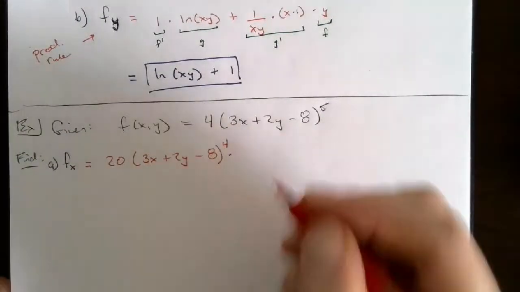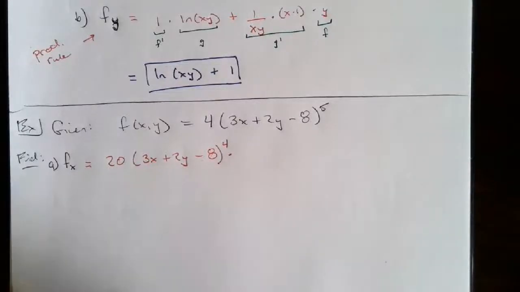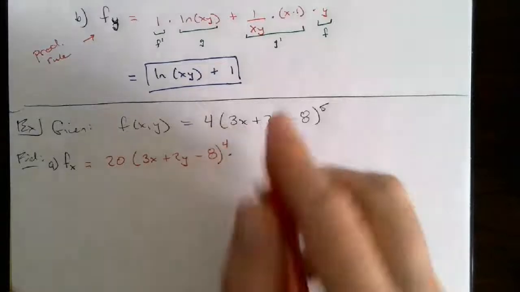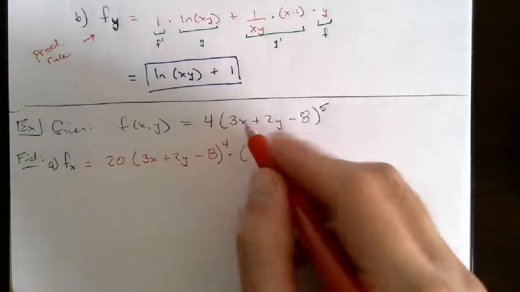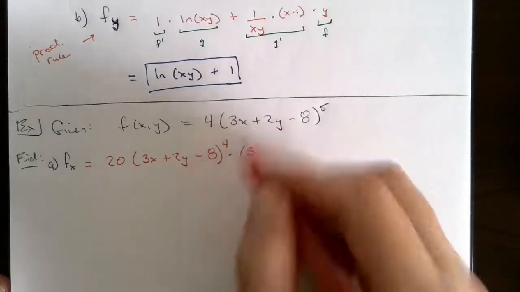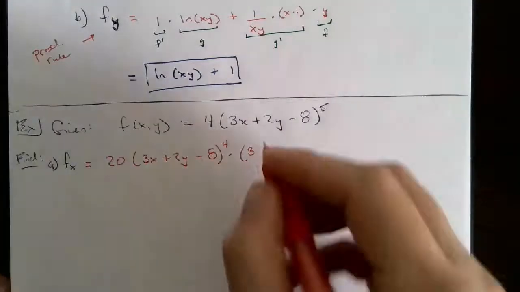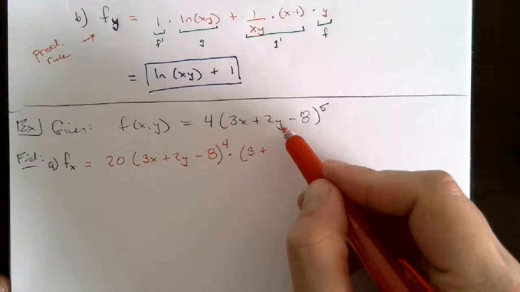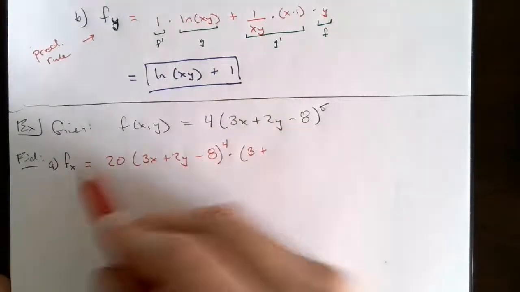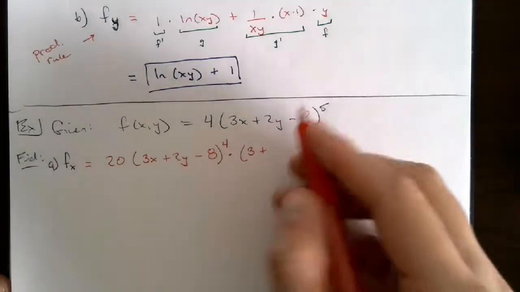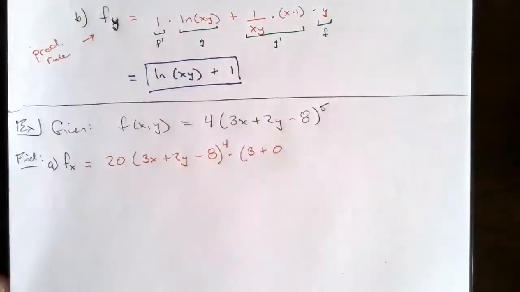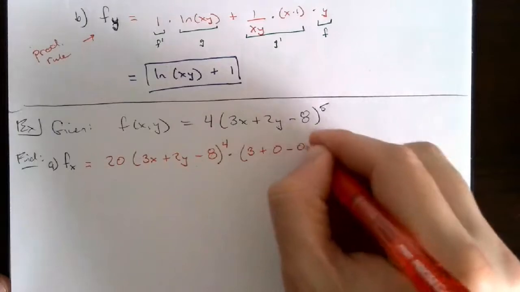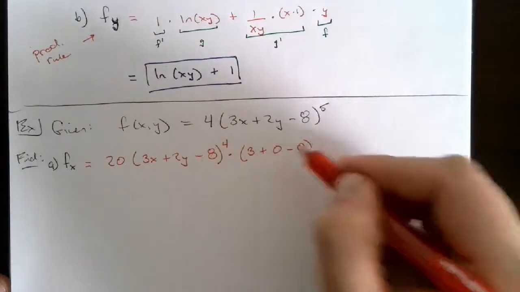And then you multiply by the derivative of the inside. Well, what's the derivative of the inside with respect to x? The derivative with respect to x of 3x is just 3. This 3 stays in front. Derivative of x is 1, so it's just 3. Plus, what's the derivative of 2y? Well, y is a constant, because the derivatives are with respect to x. So 2y is a constant. Derivative of a constant is always 0. And then minus 8, that's also a constant. Derivative of a constant is 0. So times 3 plus 0 minus 0.